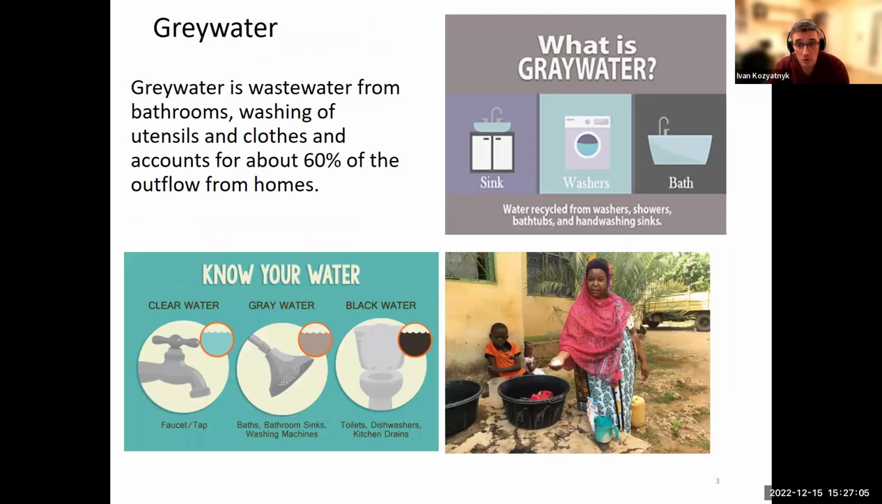But low-cost reuse of gray water may be one of the possible solutions for these problems. What is gray water? Gray water is water from baths, sinks, and laundry, and it accounts for about 60% of outflow from homes. Basically, it's all outflow from homes except fecal outflows.